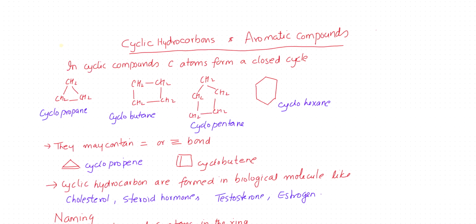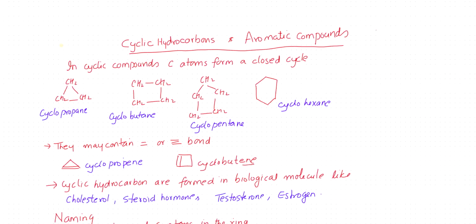In the cycle, they may also contain a double bond or triple bond. Then the suffix becomes "ene": cyclopentene, cyclohexene. For example, here, 3 carbons in a closed cycle with a double bond is called cyclopropene. 4 carbons in a closed cycle with a double bond here is called cyclobutene. So "ene" represents the double bond and "cyclo" because they are in a closed cycle.